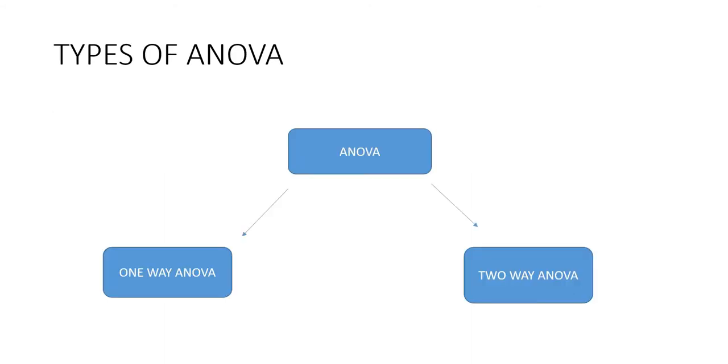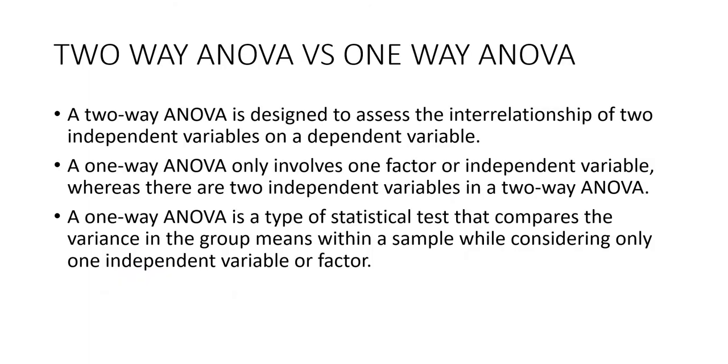Actually, this is the fifth video on ANOVA. Then you know about the different types of ANOVA: one-way ANOVA, two-way ANOVA. What's the difference? Just to give an idea, a two-way ANOVA is designed to assess the interrelationship of two independent variables on a dependent variable. A one-way ANOVA only involves one factor or independent variable, whereas there are two independent variables in a two-way ANOVA.